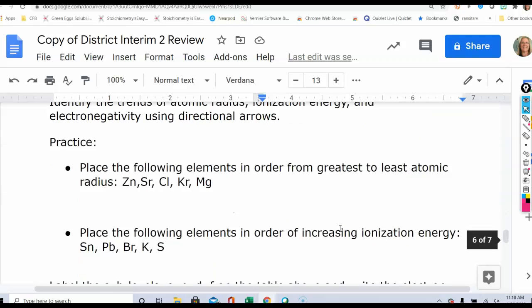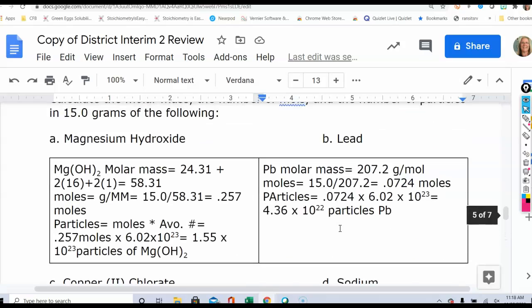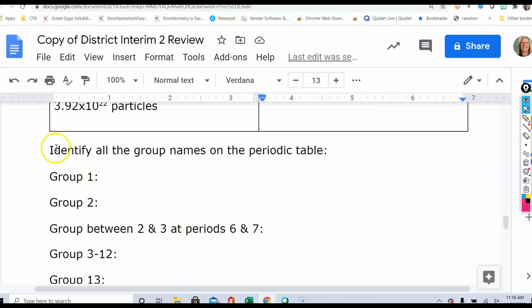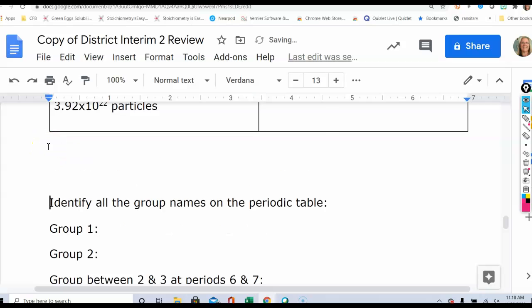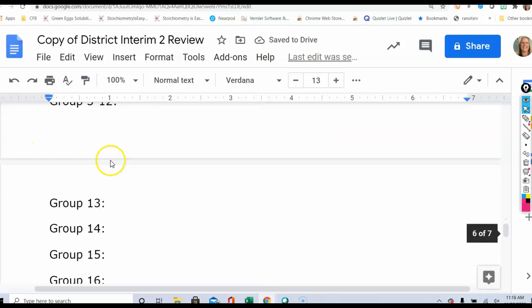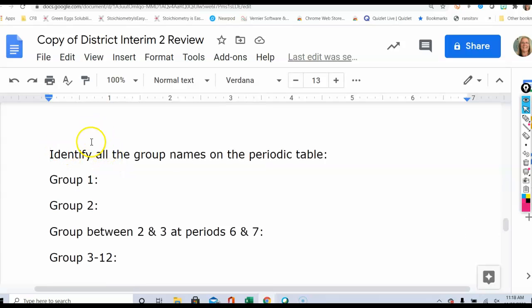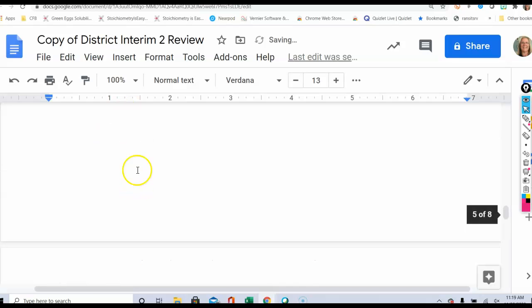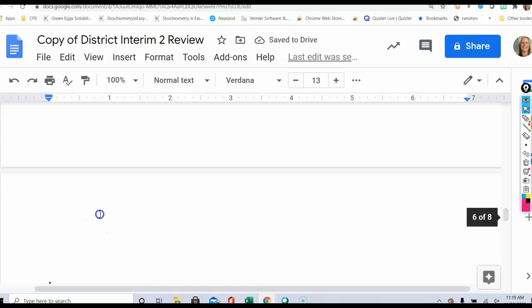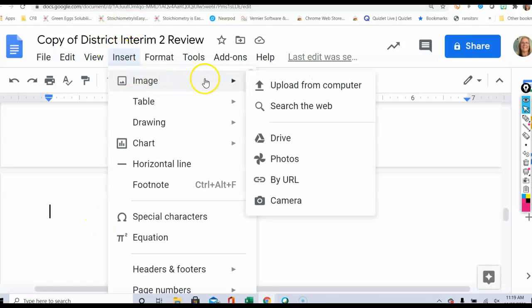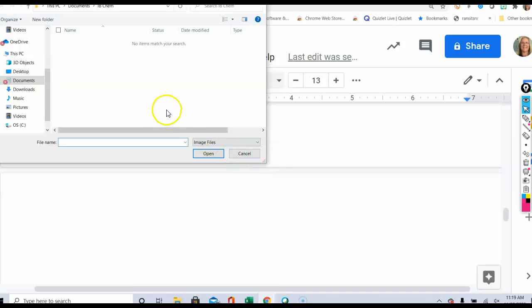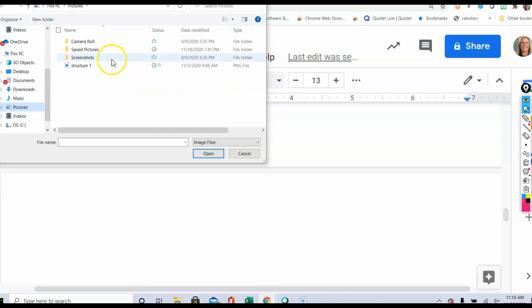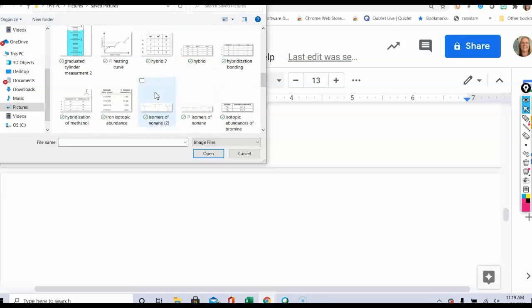All right, so the next thing we have is, and I'm wondering where my periodic table went. My periodic table has disappeared here, but we need to be able to name all the group names. I'm just looking for my periodic table. It has gone. So we are going to insert a periodic table here. I'm going to go find that periodic table again. I don't know where my periodic table went, but we're going to find it. And I need pictures. There we go. And periodic table.